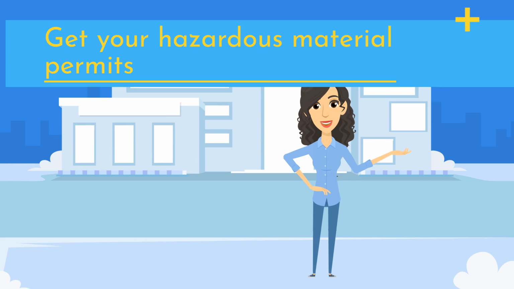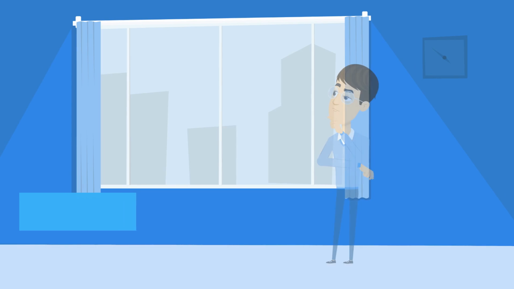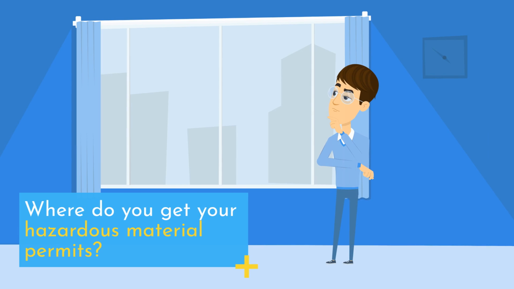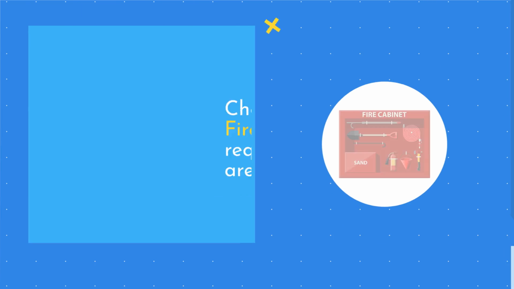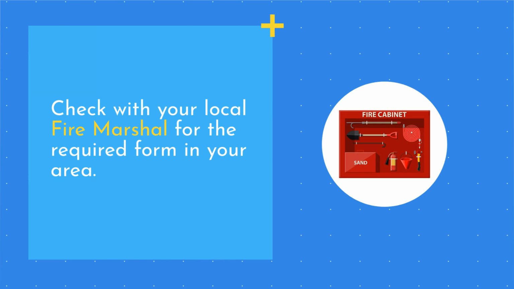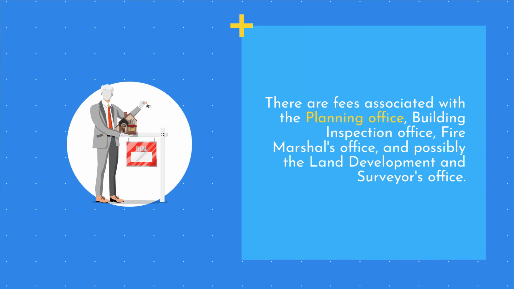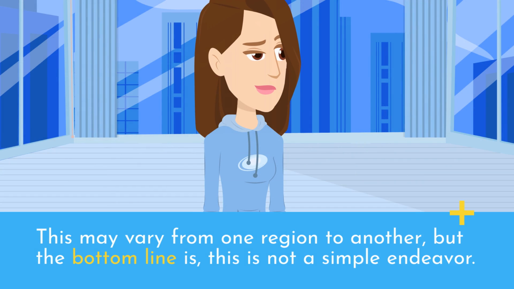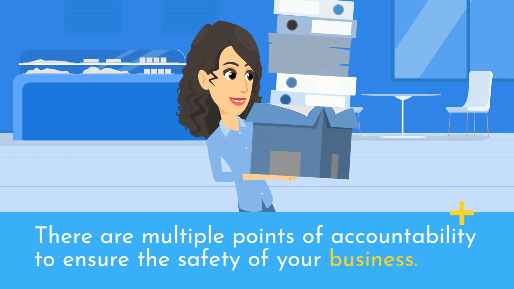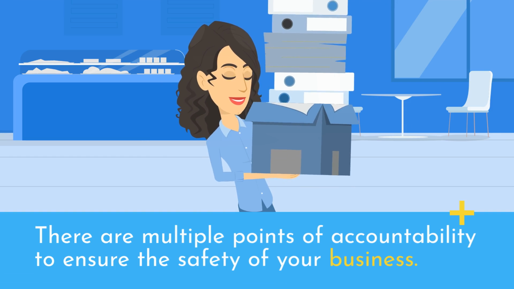Get your hazardous material permits. Where do you get your hazardous material permits? Check with your local fire marshal for the required form in your area. There are fees associated with the planning office, building inspection office, fire marshal's office, and possibly the land development and surveyor's office. This may vary from one region to another, but the bottom line is, this is not a simple endeavor. There are multiple points of accountability to ensure the safety of your business.